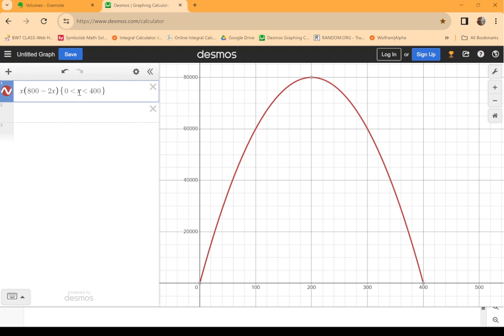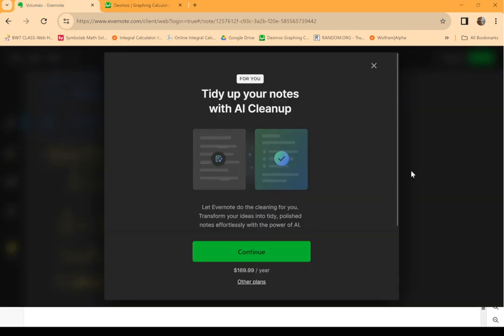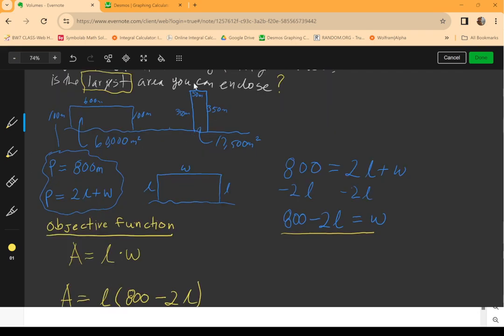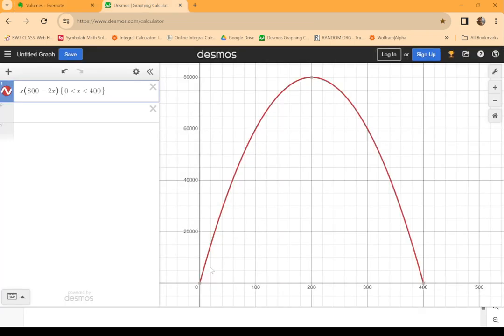You notice here that the x variable is representing the length. The shorter the length becomes, the wider it becomes. As I shorten this side L, I have to make it wider in order to make use of that 800, because I'm always using 800 meters. It doesn't make sense to make that side super short, but it also doesn't make sense at a certain point, because it can get too large.